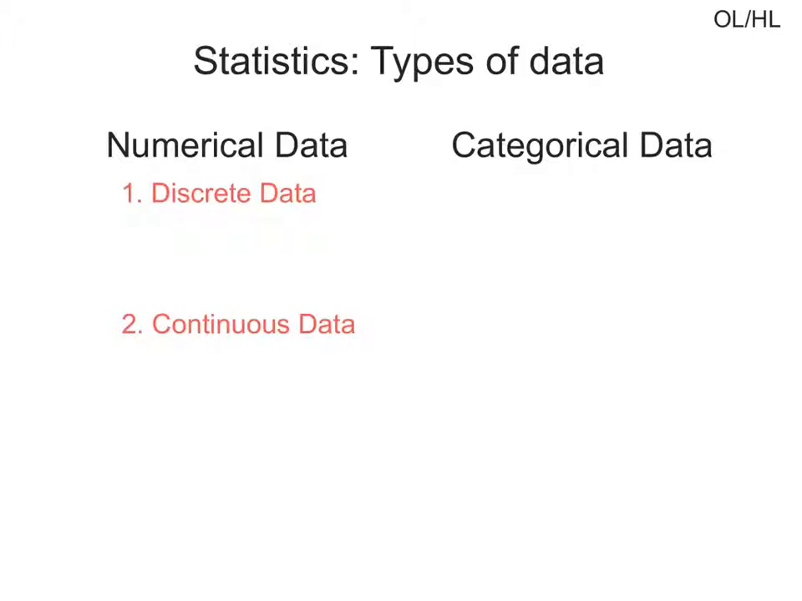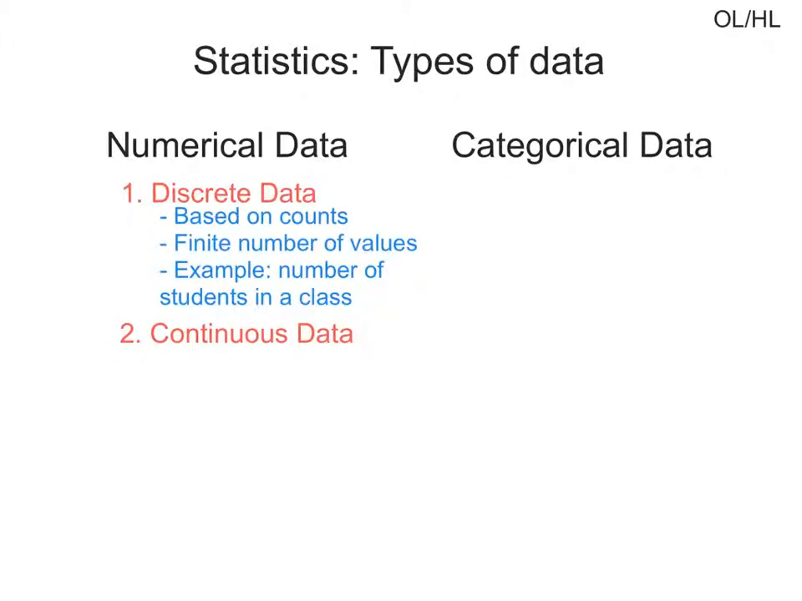There are two types of numerical data: discrete data and continuous data. Discrete data is data based on counts. There is a finite number of values. For example, we can count how many students are in a class. In comparison, continuous data can take any value within a range or interval. It has an infinite number of values. For example, height, weight, temperature, and time are all continuous data.